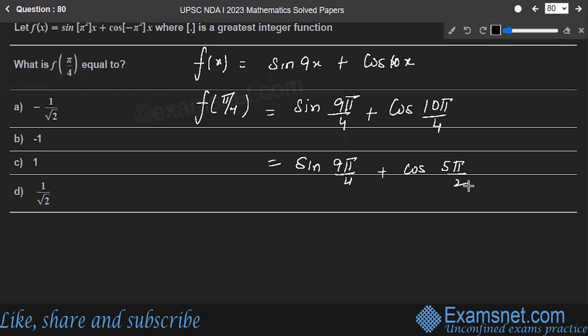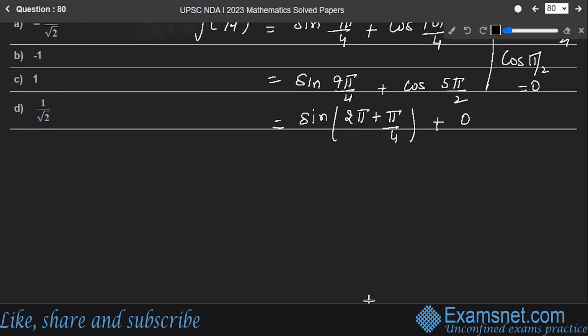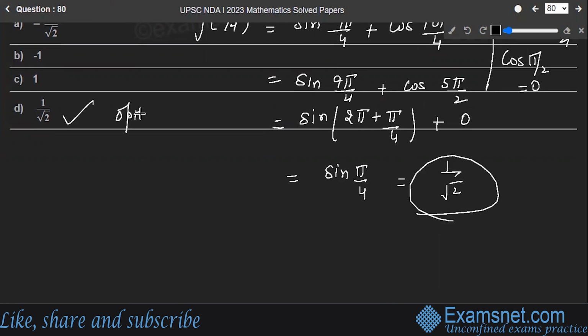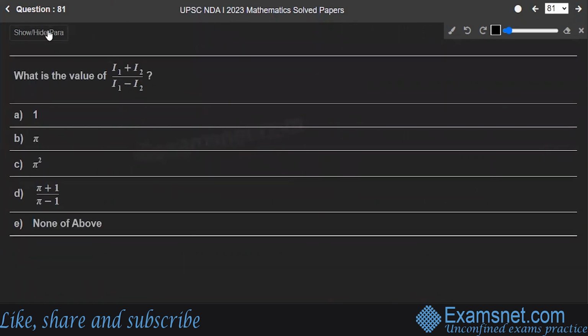You know cos 5 pi by 2 is equal to 0 because it can be written as cos of 2 pi plus pi by 2, which makes it cos pi by 2, and you know this is equal to 0. Next, I'm left with only sine 9 pi by 4, which I can write as sine of 2 pi plus pi by 4, and this can be written as sine pi by 4, and you know sine pi by 4 is equal to 1 by root 2. That means option D is the correct answer. Hope you got that. Next, question number 81.